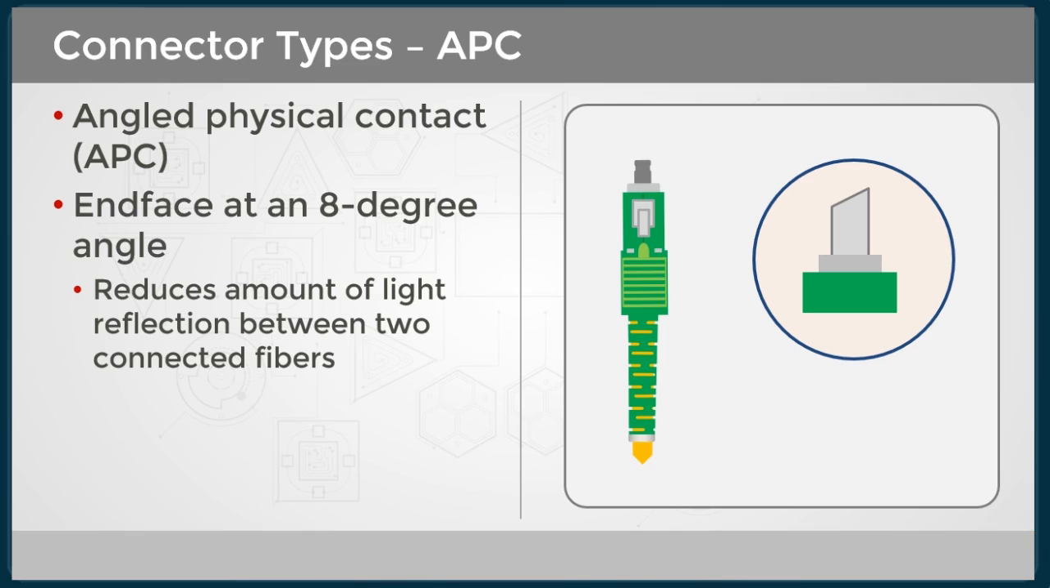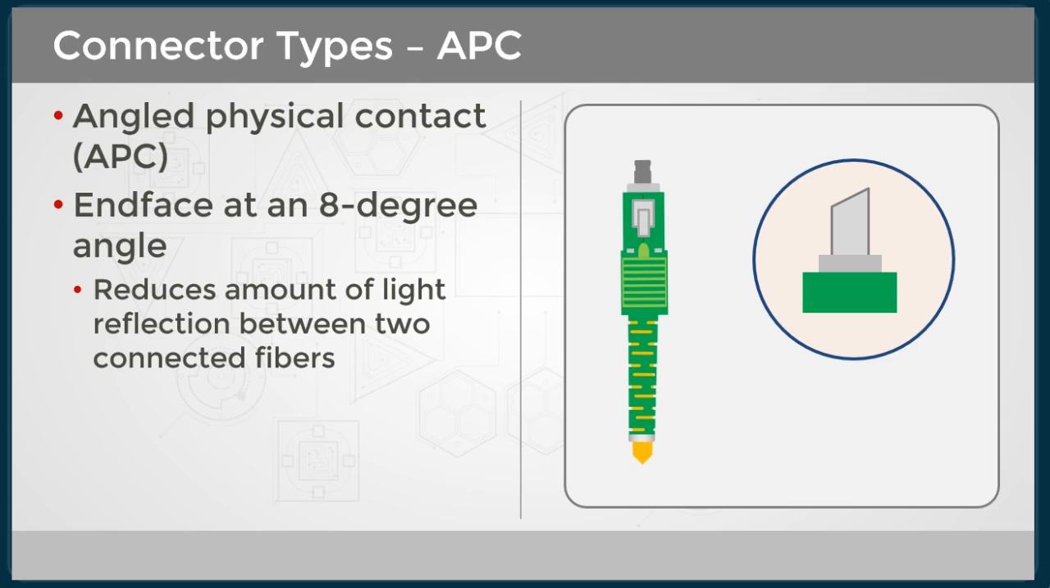There was better contact just inherently, but again, this was still a little bit. But because of the angle, any light that did get reflected bounced off this 8-degree angle and into the cladding. So it did not find its way all the way back to the source. So there was also less interference. So less reflection, less interference.